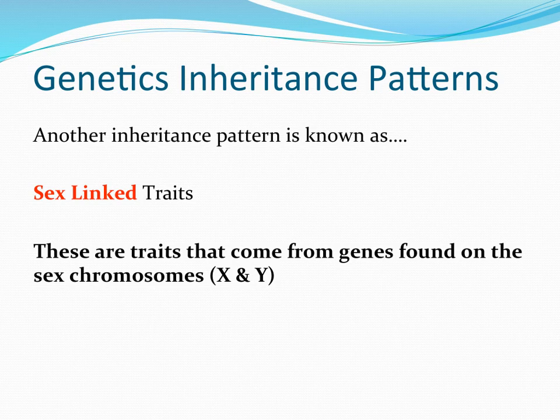In this first set of notes, we're looking at some pretty basic types of inheritance, what we call dominant and recessive inheritance patterns. But there's more complicated ones as well, and one of those is sex-linked traits. These are traits that are carried on our sex chromosomes, which are the X and the Y chromosomes. And we'll look more at traits like this in a future video in our next unit.